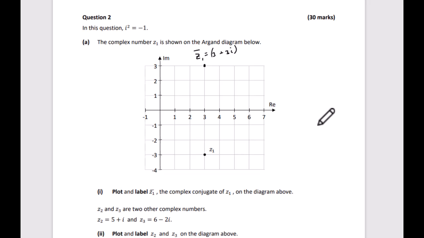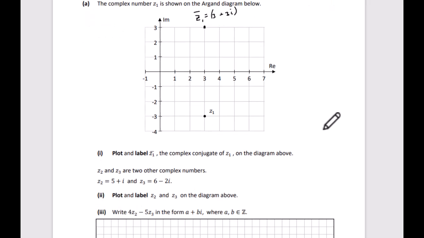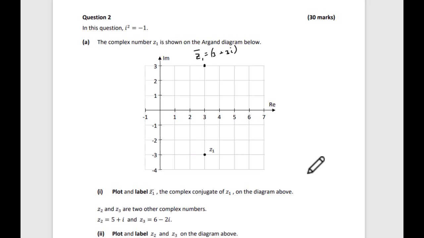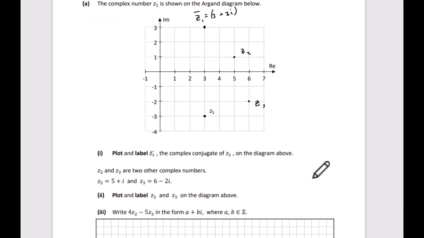Okay, so that's part 1. Let's have a look at part 2. Plot and label Z2 and Z3. We're given Z2 and Z3 here. So Z2 is 5 plus i, so 5 plus 1i is going to be here. So that's Z2. Z3 is 6 minus 2i, so there's 6, go down 2, 6 minus 2i, so that's Z3. I think that's all we had to do there. Plot and label Z2 and Z3 on the diagram above.